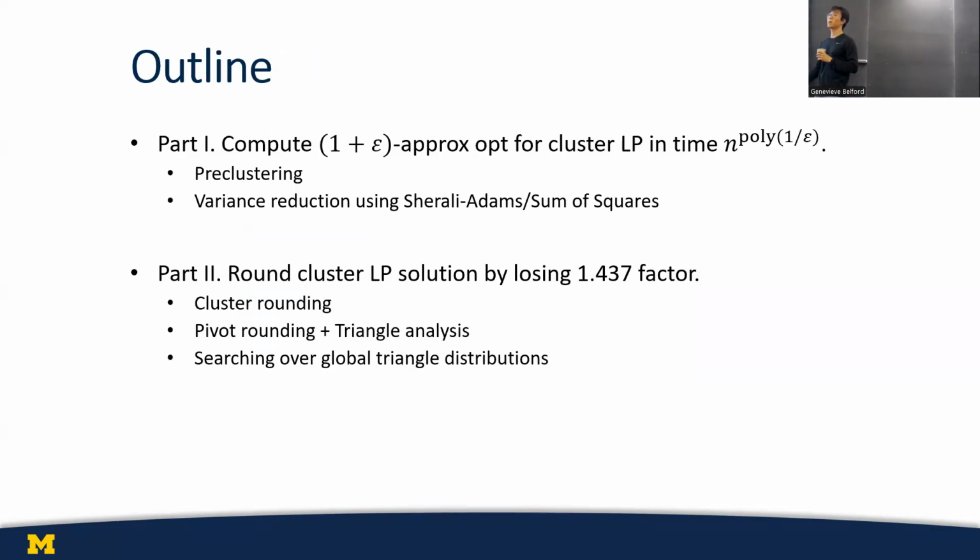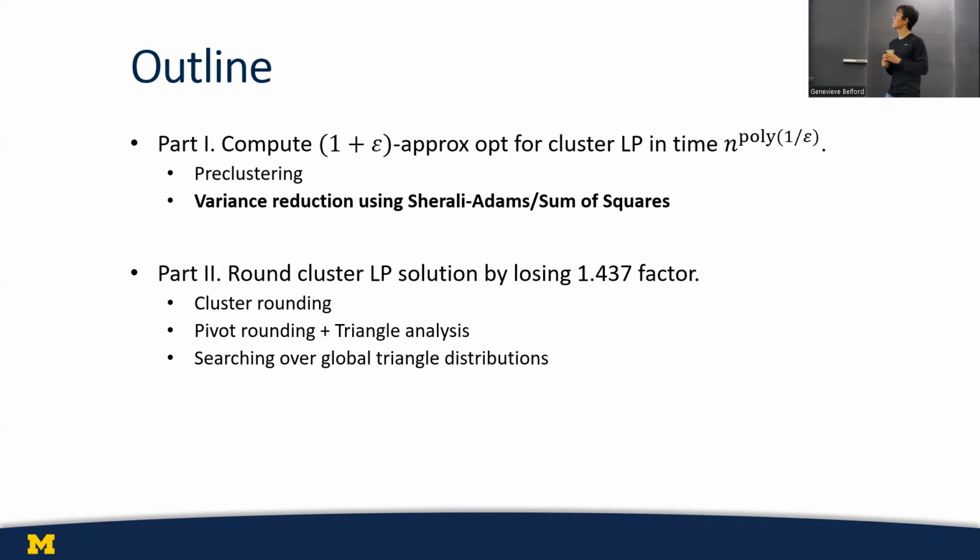But anyway, the first part of the paper is to solve this LP. Of course, we're not going to solve it exactly, but we're going to compute a 1 plus epsilon approximation for this LP in time n to the poly(1/epsilon). That's probably the more technically involved part of the paper. The second part is rounding this LP by only losing a 1.4 factor. But let's go to part one first.